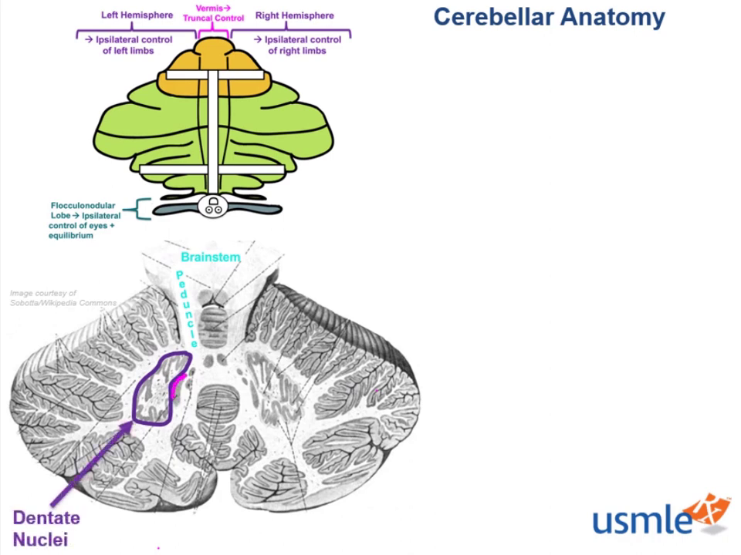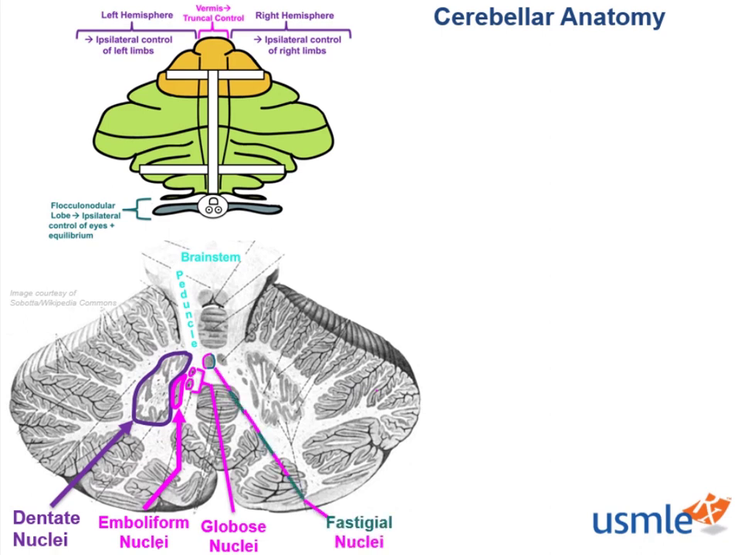The next nuclei are outlined in pink, corresponding to the vermis, and are called the emboliform nuclei. Again, the next nuclei are outlined in pink, corresponding to the vermis. These are called the globose nuclei. Lastly, these nuclei are outlined in pink and green, corresponding to the vermis and flocculonodular lobe, and are called the fastigial nuclei. To remember these nuclei and their position from lateral to medial, say, don't eat greasy foods. For dentate, don't; emboliform, eat; globose, greasy; and fastigial, foods.